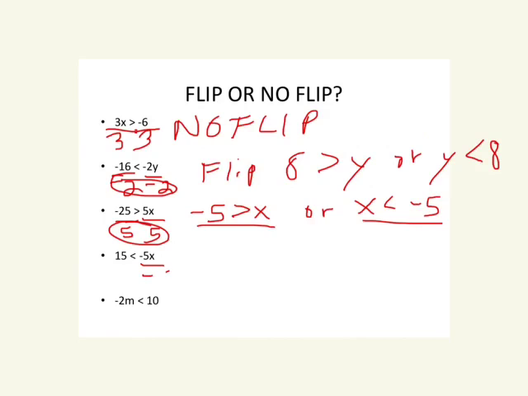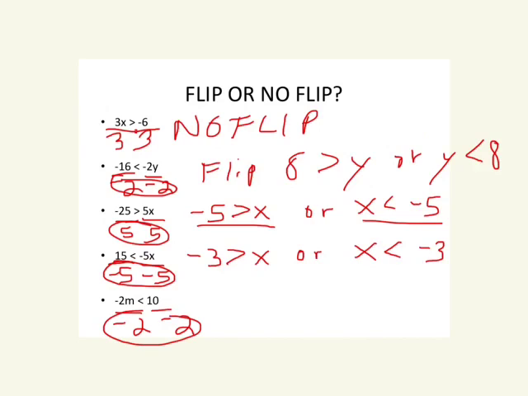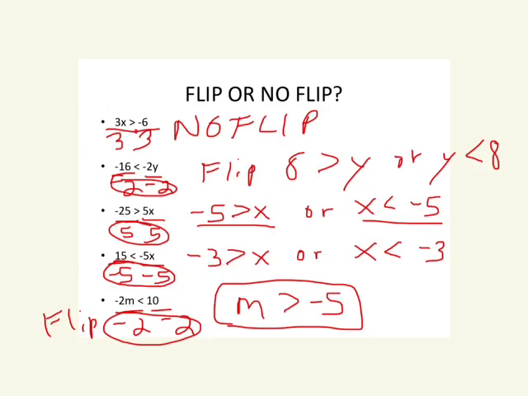So here, divide both sides by negative 5. Since I'm dividing by a negative, I have to flip the sign. So 15 divided by negative 5 is negative 3 is greater than x. But then remember, we'll write it so the variable's on the left: x is less than negative 3. This last one, we divide by a negative 2. And again, since we're dividing by a negative, we are going to flip. So I have m is greater than negative 5. And since the variable is already written on the left side, I don't have to rewrite it.